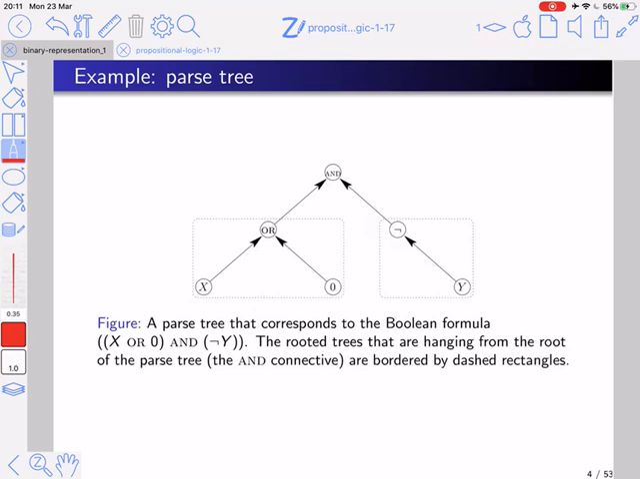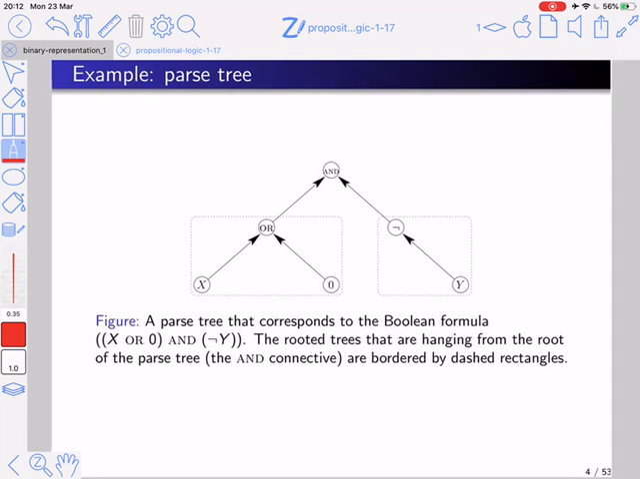Okay? So we will talk about what parse trees are and how they define Boolean formulas. We will also talk about subtrees hanging from a node. So if we look at this vertex labeled OR, the subtree hanging from it contains 3 vertices and 2 edges. And of course, it will define a subformula, the subformula x or 0.